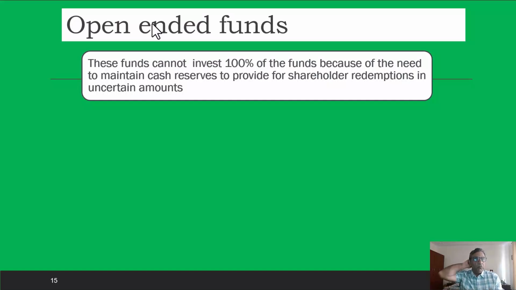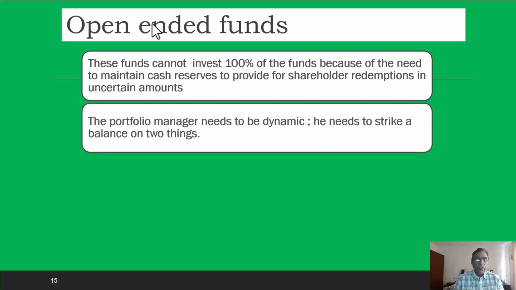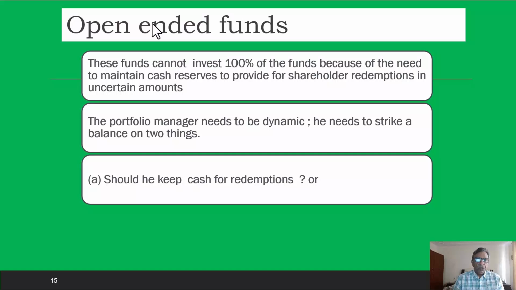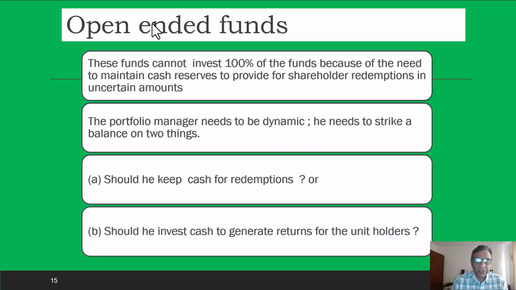So people tend to sell these funds and exit from them. The fund manager would like to keep some cash for exits, and of course some cash is also needed to invest in new opportunities. The portfolio manager needs to be dynamic. He needs to strike a balance between the two. Should he keep cash for redemptions, or should he invest cash to generate returns for the unit holders?